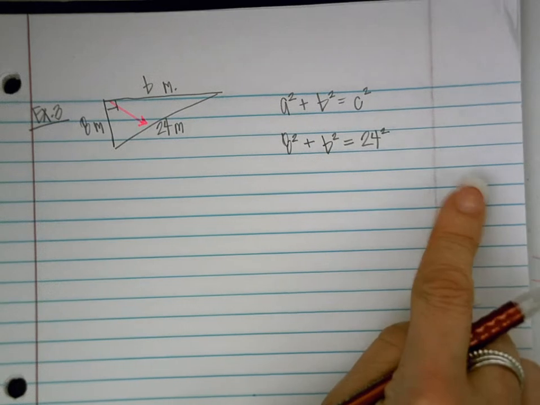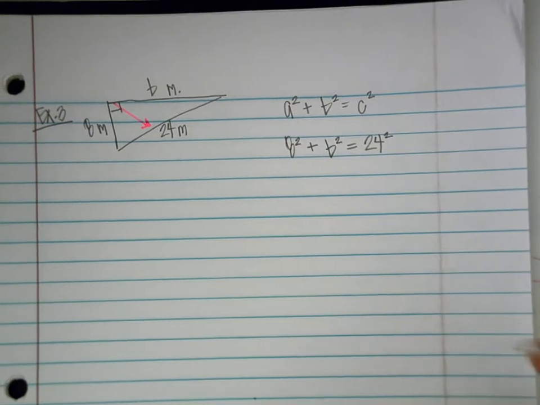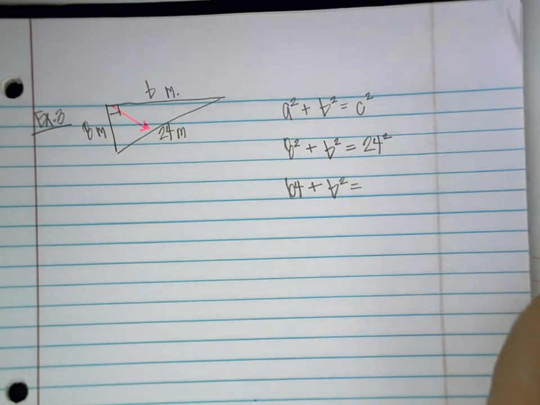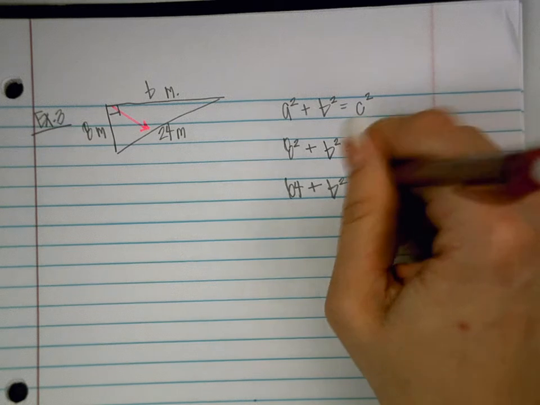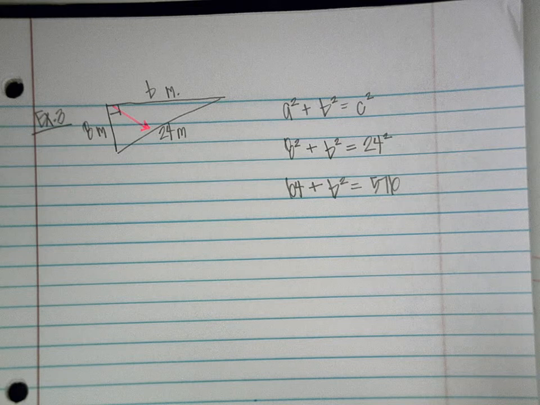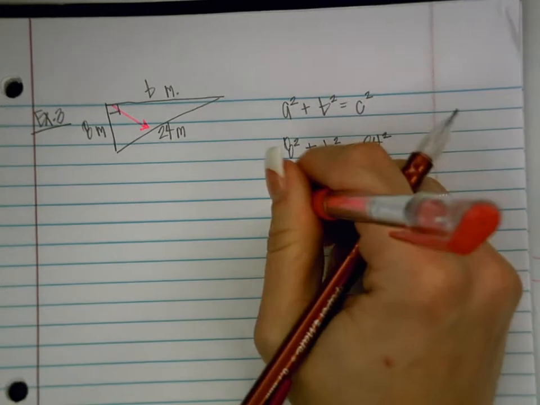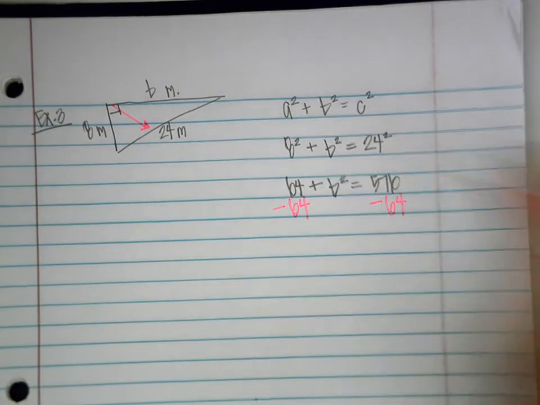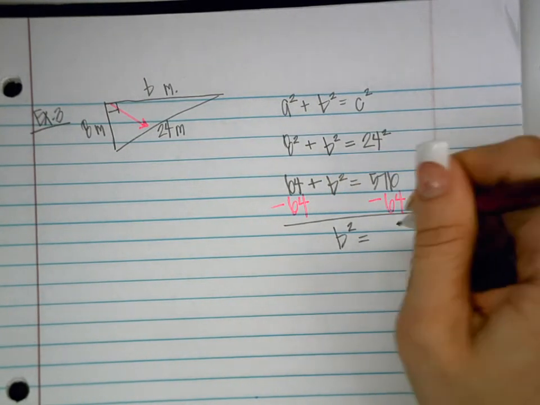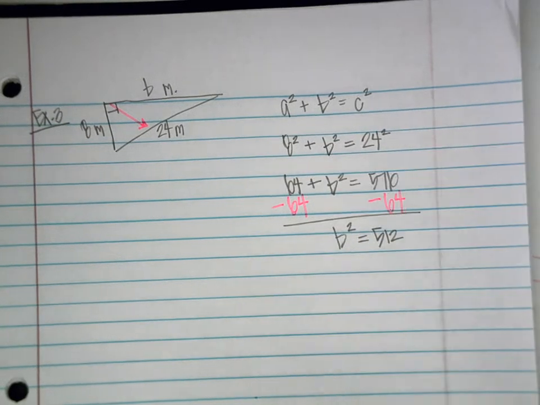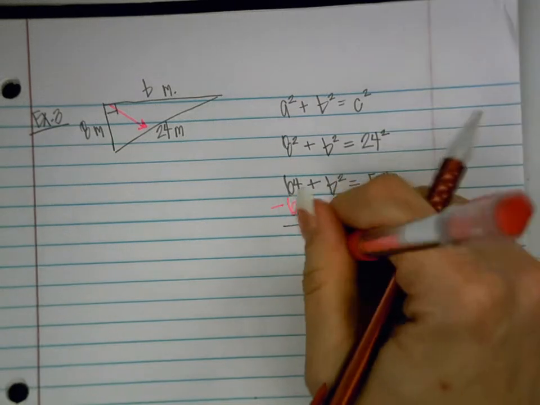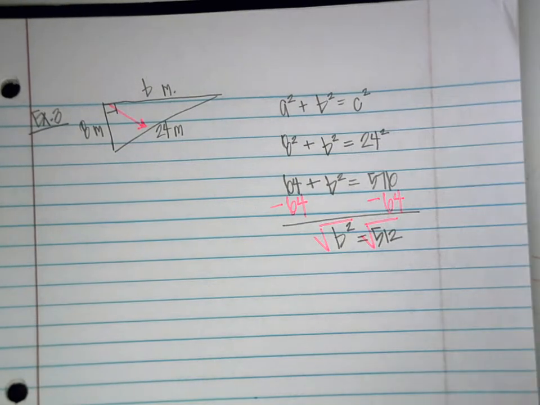Then we have to actually work this out. So what's 8 squared? 64. Plus b squared equals, what's 24 squared? 576. Then how would I solve this? Any ideas? Subtract, right? So subtract 64 from both sides. We get b squared equals what? 512. Now, how would I solve that? Square root both sides. Does anyone know what is the square root of 512?